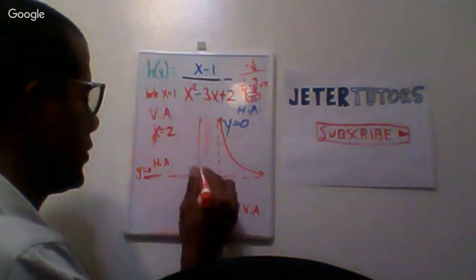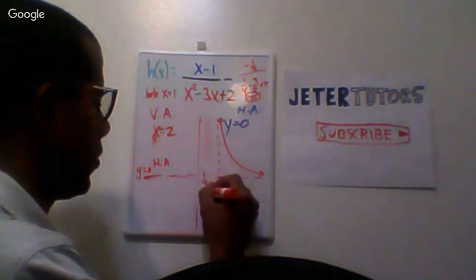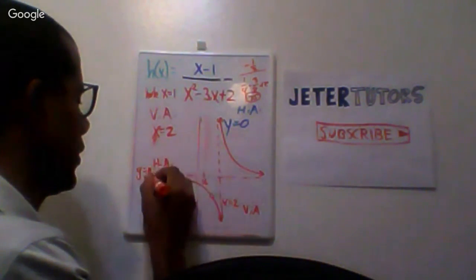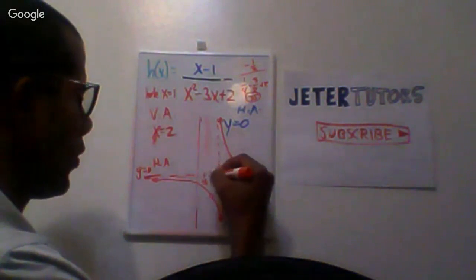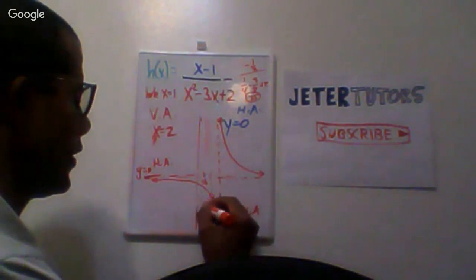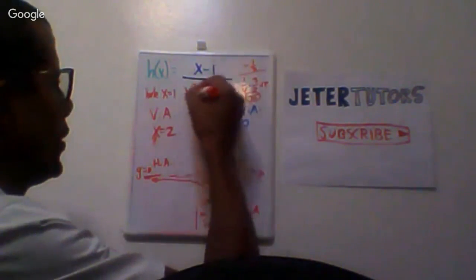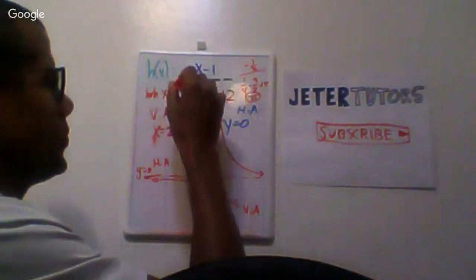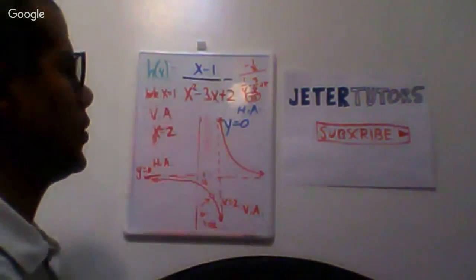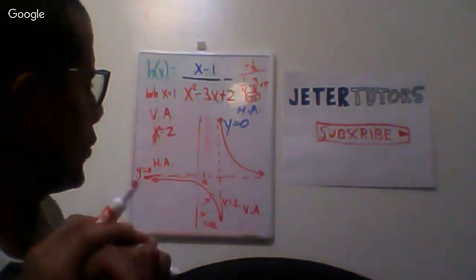Now here's the deal. Right here, there's going to be a hole. It's still going to go that way. So remember, we have a hole at 1, and we found that because when you put x equals 1 in for this, this becomes 0, and this becomes 0. You get 0 over 0. So that, I believe, is the correct graph.